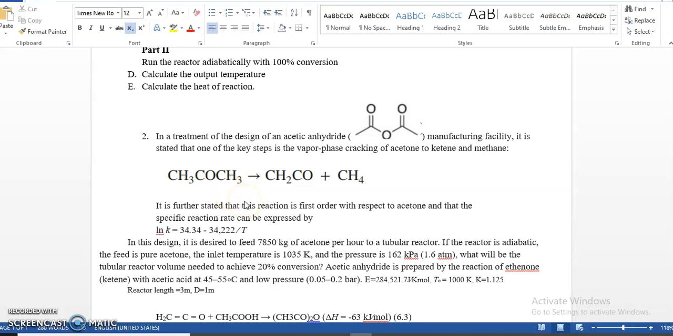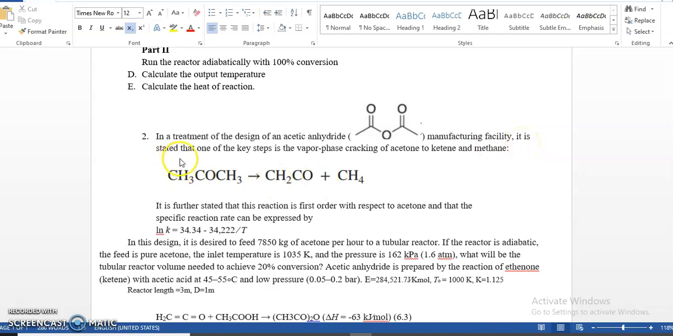Hello, today we will see the production of acetic anhydride using the Aspen Plus software, and we will simulate the process of this acetic anhydride production. Here we have the problem statement, which is a treatment of the design of an acetic anhydride manufacturing facility.